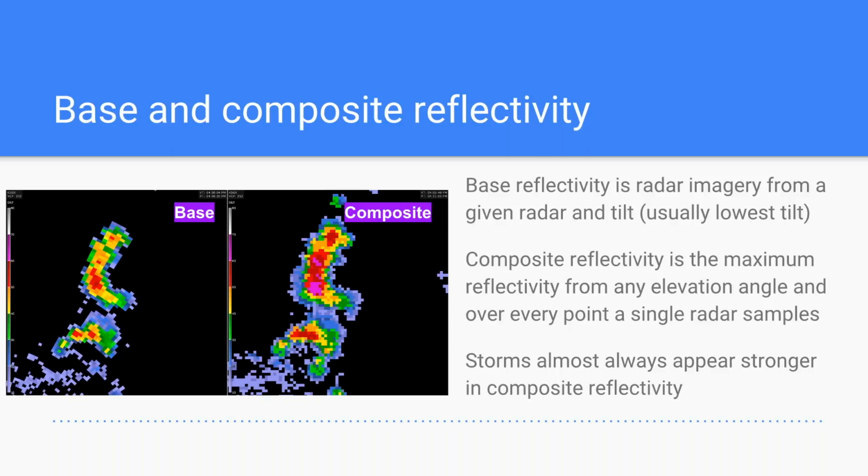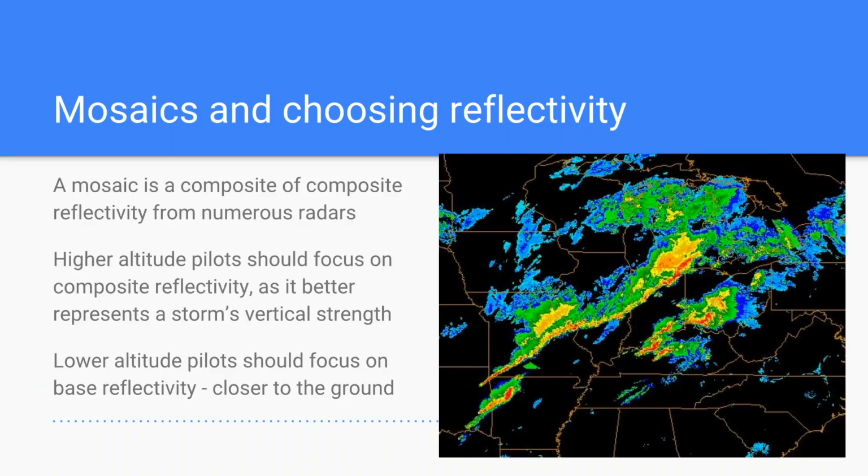And you can see the visual difference here on the left side of the screen. Storms don't look quite as intense in the base reflectivity as they do in the composite reflectivity. But if you look in the lower left-hand part of the base reflectivity image, you can see some faint blues, possibly indicating outflow boundaries, which may be a big hazard to your aircraft. Now let's take this one step farther. Mosaics are a composite of the composite reflectivity from numerous radars.